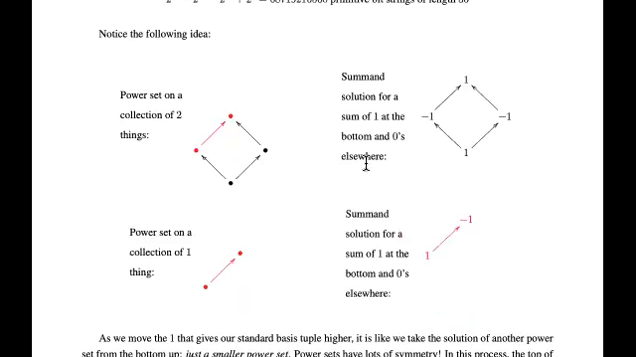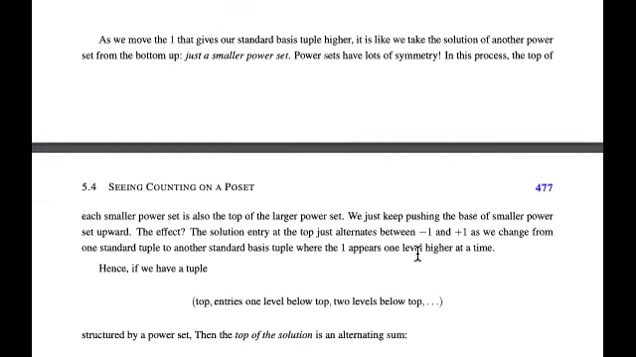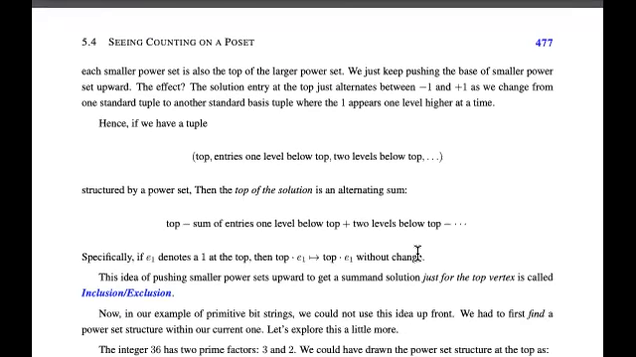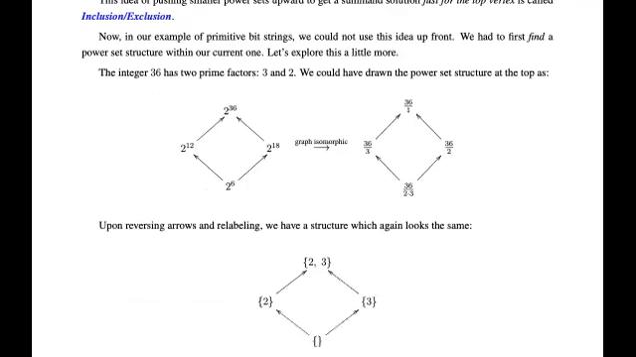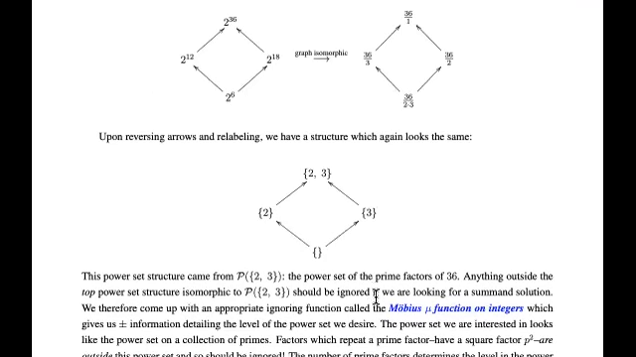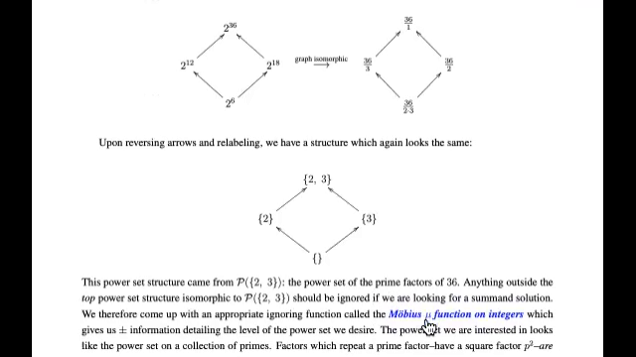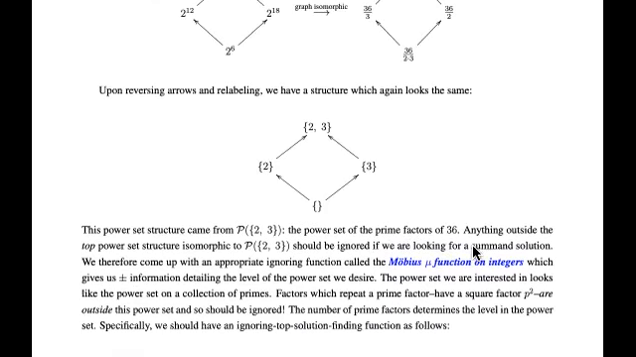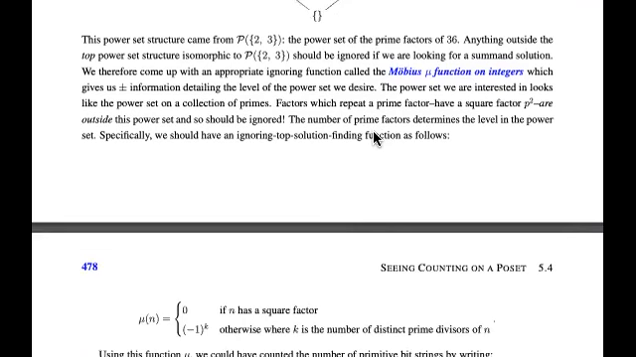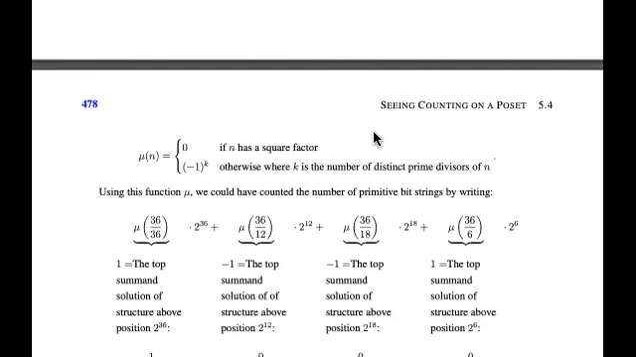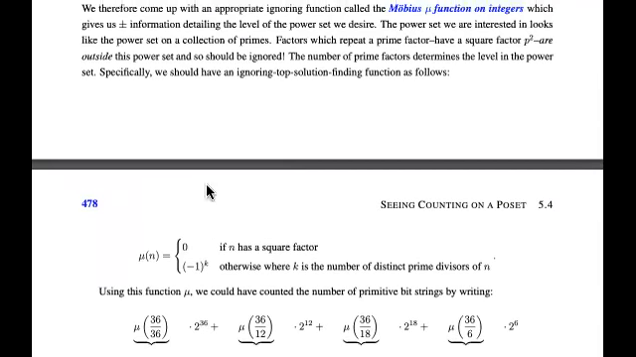All right, so this walks through a little bit about what we were just talking about above, and this idea right here, looking at finding power set structures inside. Now, what we want is a Mobius function on integers, which is going to give us the plus-minus information that we want as we keep looking at the top here. So this is the definition. We'll talk about it.